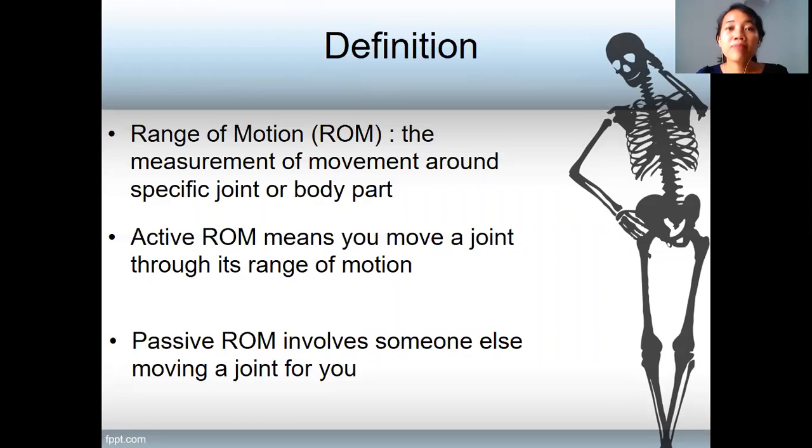For example, you need a nurse or your family to help you in doing a range of motion, for example in lifting your hands or bending your knee or something like that. So that is the difference between active and passive.